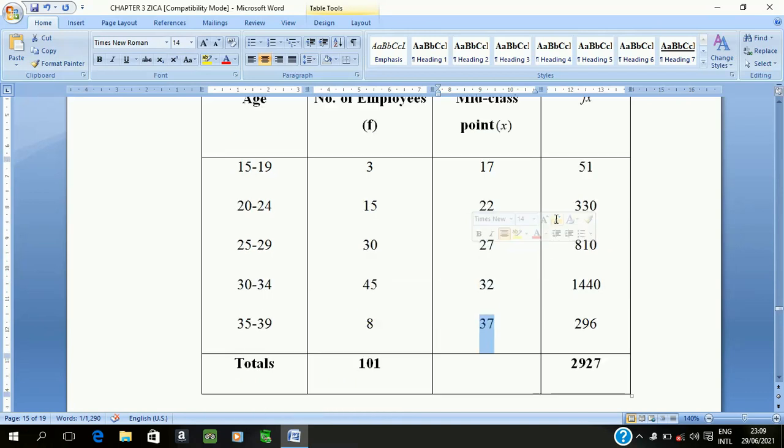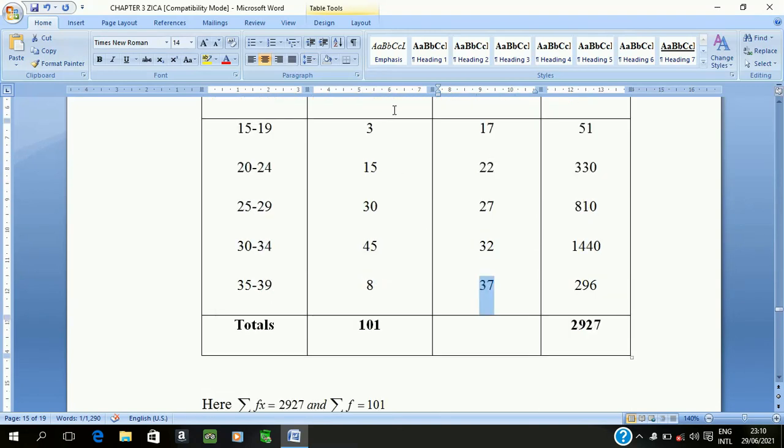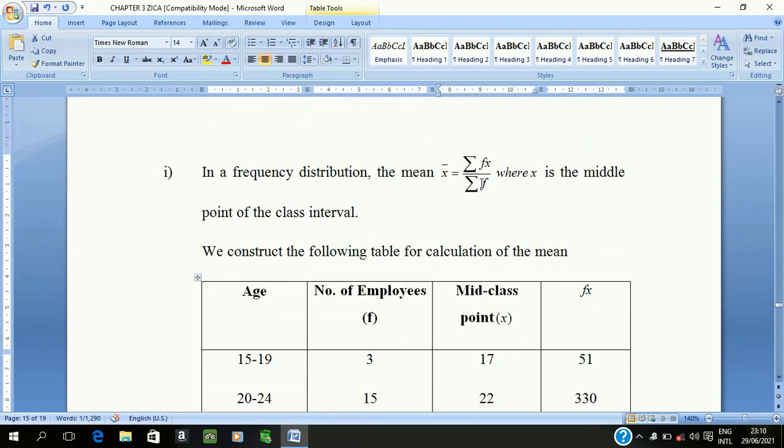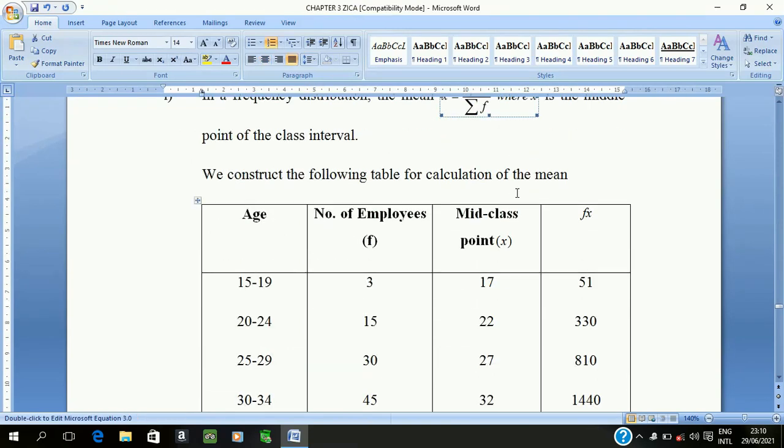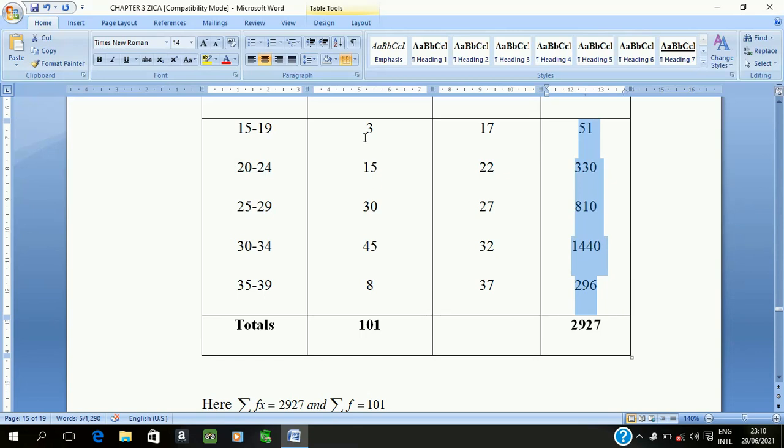All right, now that we've gotten our fx column and our f column, the summation of f is what we need for our denominator, and the summation of fx is what we need for our numerator. So you add all these values, and you get 2927. Add those values for f to get the summation of f. So what we have there is the summation of f, and what we have there is the summation of fx.